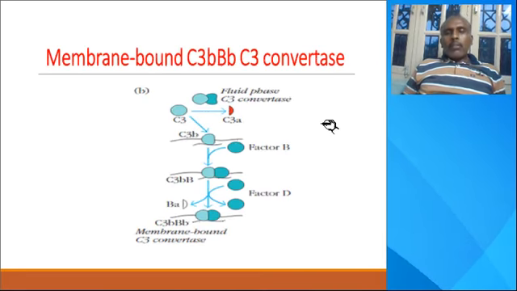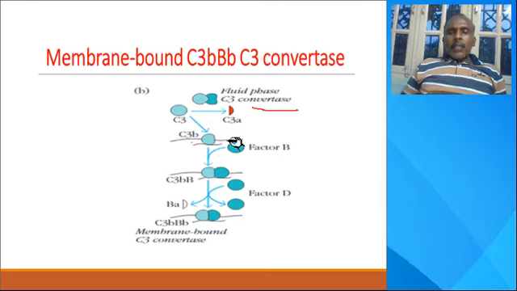The next type of C3 convertase is membrane bound, termed the membrane bound C3bBb C3 convertase. Its significance is that if there is a bacteria, there is an antigen, and the main trigger for activation of this complement protein is the antigen. The fluid phase C3 convertase already present cleaves C3 into C3a and C3b. This C3b adheres to the bacterial membrane.